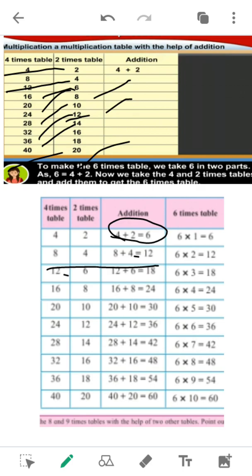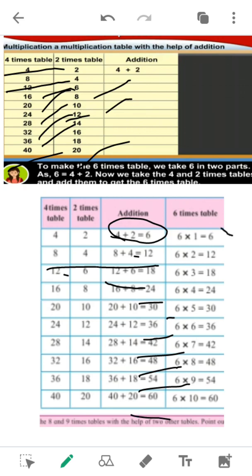8 plus 4 is equal to 12. So 6 ones are 6, 6 twos are 12. 12 plus 6 is equal to 18. 16 plus 8 is equal to 24. 20 plus 10 is equal to 30. 24 plus 12 is equal to 36. 28 plus 14 is equal to 42. 32 plus 16 is equal to 48. 36 plus 18 is equal to 54. And 40 plus 20 is equal to 60. Okay.